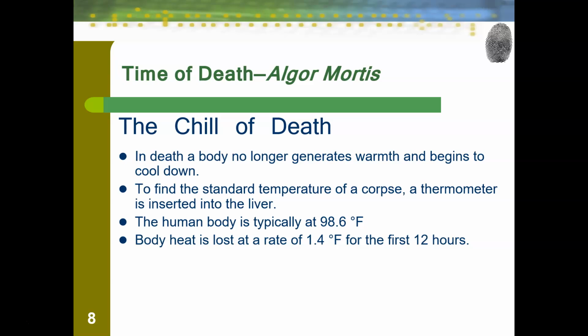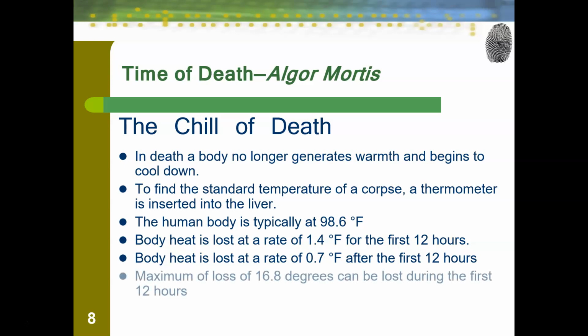So body heat is lost at a rate of about 1.4 degrees Fahrenheit per hour for the first 12 hours, and then body heat is lost at a rate of 0.7 degrees Fahrenheit per hour after that first 12 hours. It has to do with the closer you get to the temperature of your area, the more the rate of heat loss is going to slow down over time.